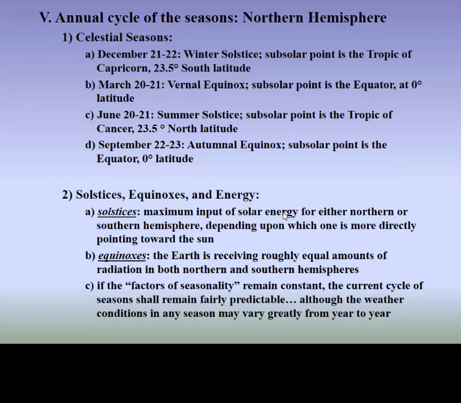We have seasons, so December 21st is what we call the winter solstice, where the subsolar point, the sun's directly overhead at 23.5 degrees south latitude. We have equinoxes, that stands for equal night. The subsolar point is at the equator, where the sun's directly overhead at the equator. And then June 21st is what we call the summer solstice. Sun's directly overhead at the Tropic of Cancer.